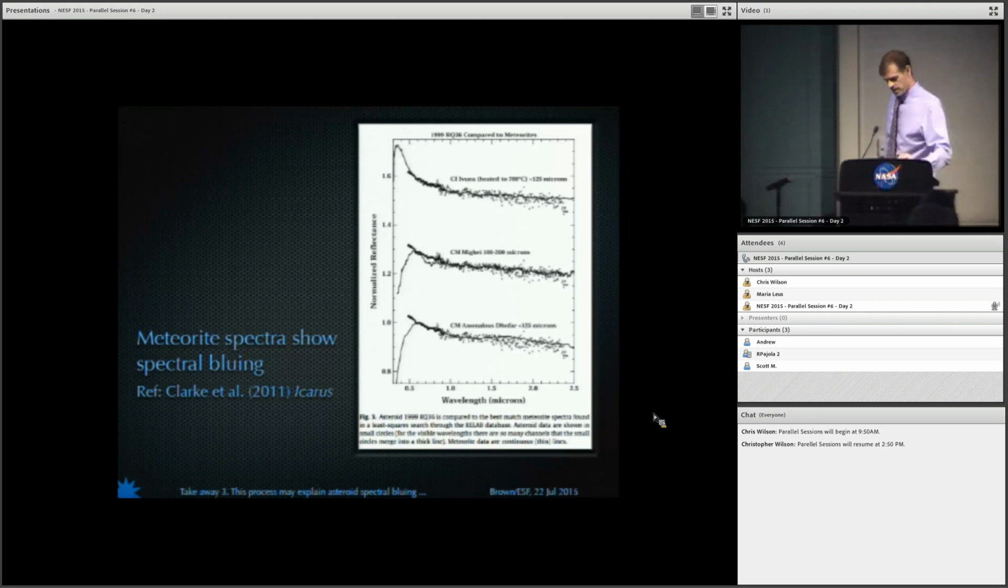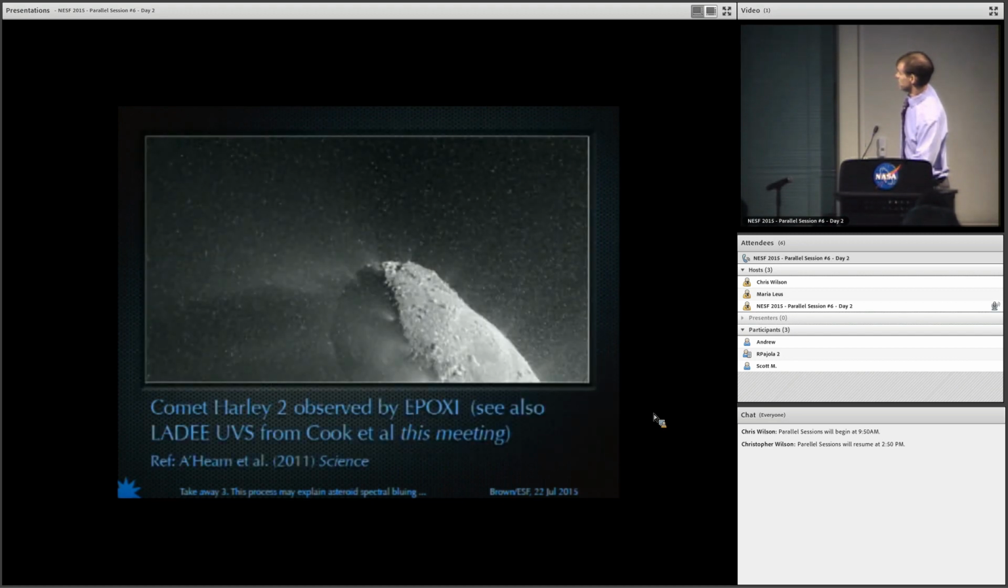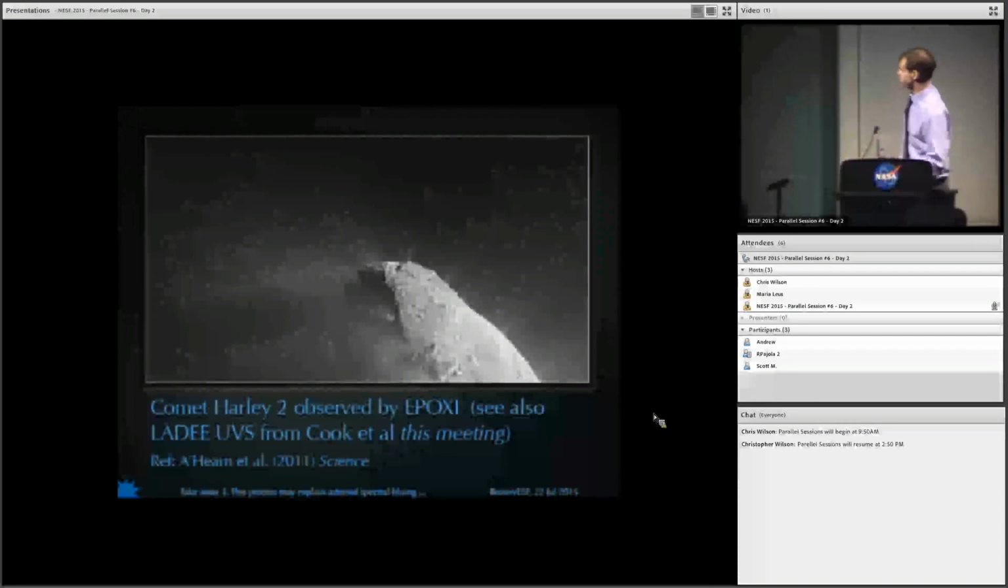All right, so just a couple of examples of ground-up meteorites that this was reported in Clark et al. 2011, where she actually looked at comparisons of the spectra of Bennu that she had got. These are dots, and the lines are ground-up particles of various meteorites, and you actually see that she has very strong spectral bluing occurring in the visible out here as well.